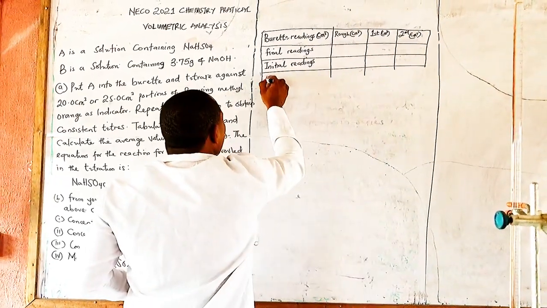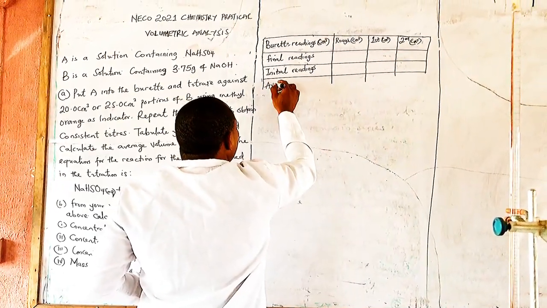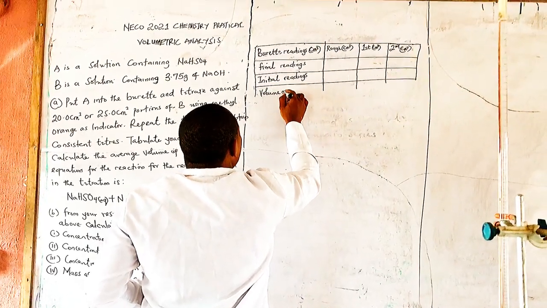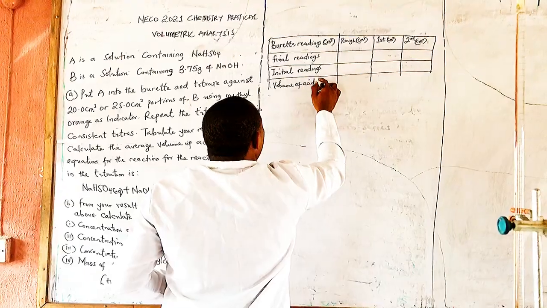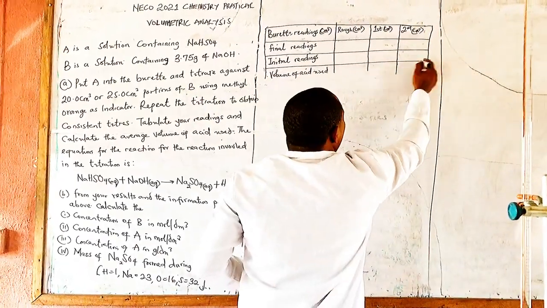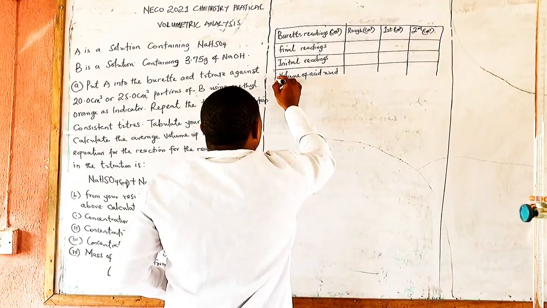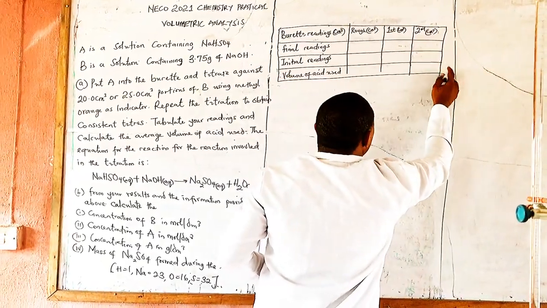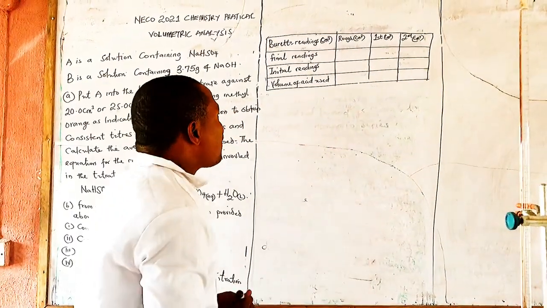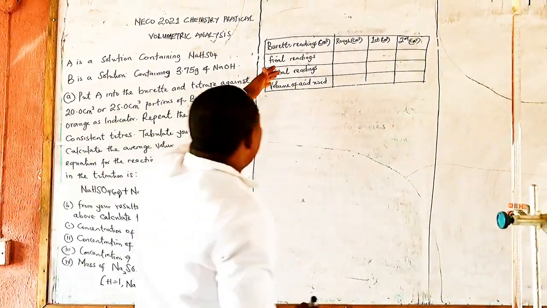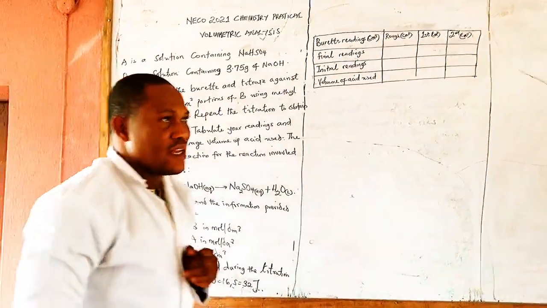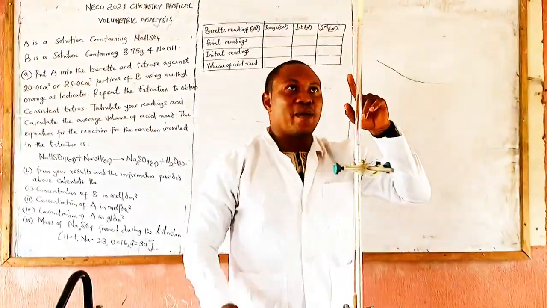Then here we have volume of acid used. So we have volume of acid used here. I hope you are paying attention. So we have our rough, we have first, we have second, we have final readings, we have initial, then we have volume of acid used. Now if you look at this, please pay attention.